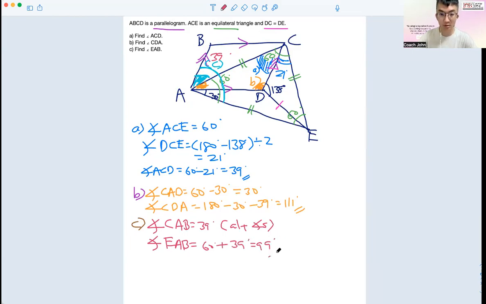All right, so that's it. In fact, you realize that for parts A, B, and C, it's all actually using angle properties that already exist. And how do we decide which angle property to use? We've got to read off from the question and follow the question closely. The question talks about a parallelogram as well as an equilateral triangle, and you also have an isosceles triangle to work on.